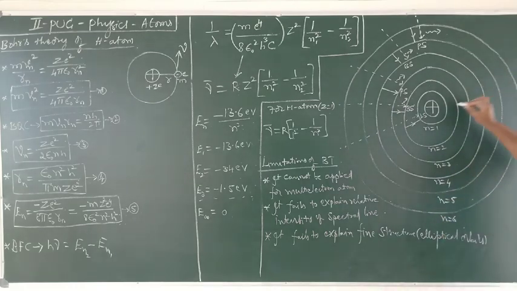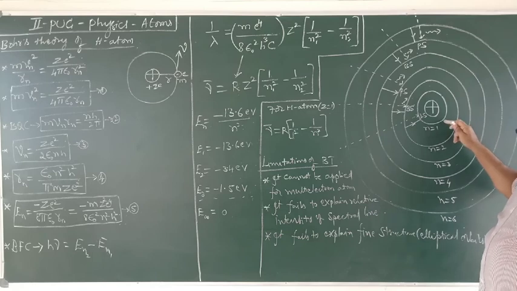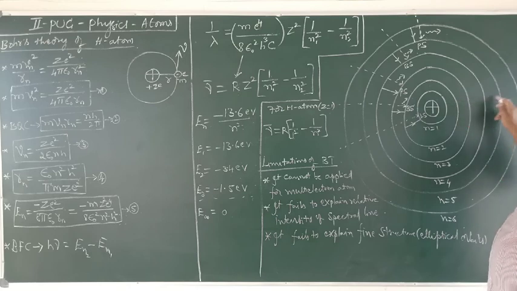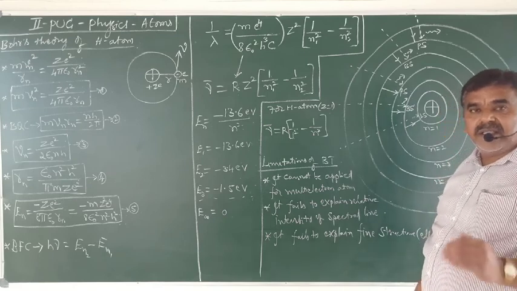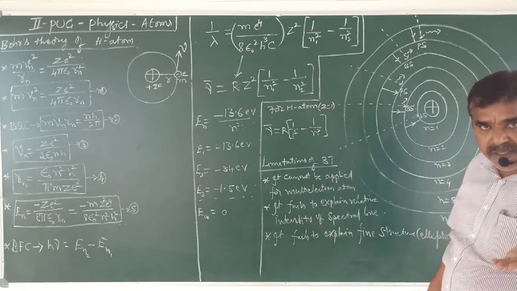See here, this is the nucleus, this is the first permitted orbit, this is the second permitted orbit, this is the third, the fourth, fifth and sixth permitted orbit. They are also called K shell, L shell, M shell, like that. The lowest energy state, the first orbit, is called the ground state. The higher energy states are called excited states.